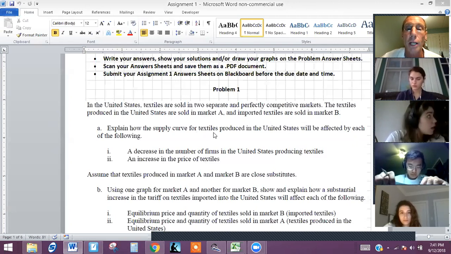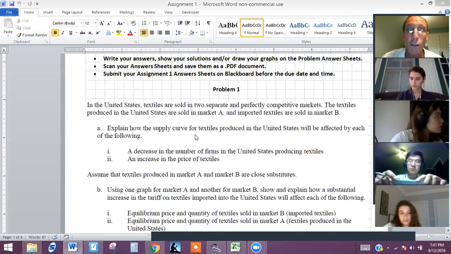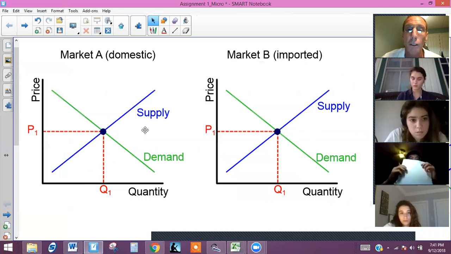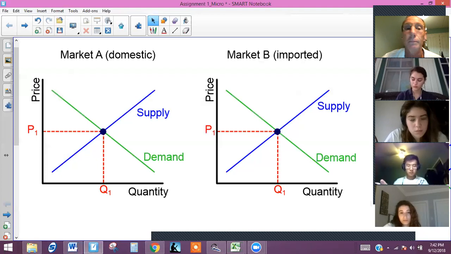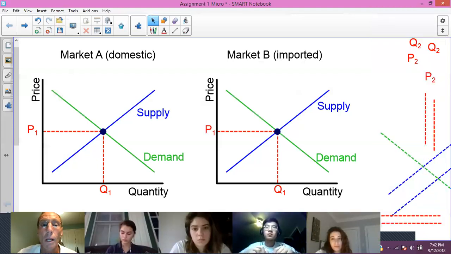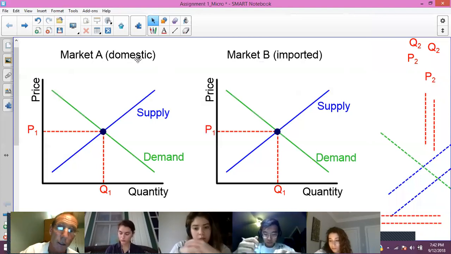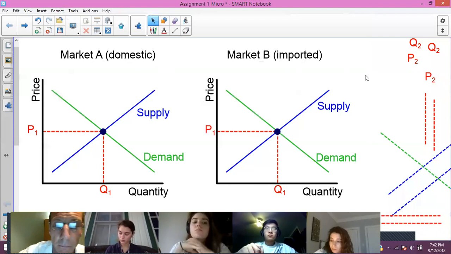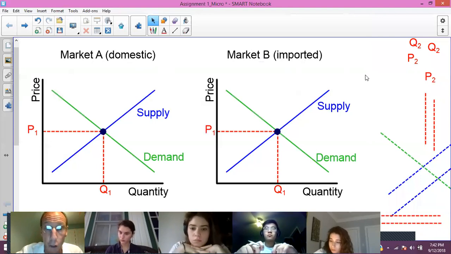So the easiest way to answer this, it's not required, but I would still say if you were doing this on an exam, the easiest thing to do would be to draw a graph that looks something like this, okay? And so I've drawn market A and market B. Domestic are textiles that are produced in the US, because that's domestic, in country. And then market B is for textiles that the US imports from the world, China, India, or anywhere outside the US.